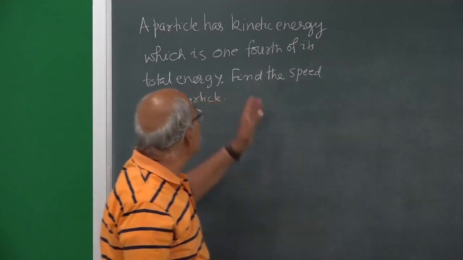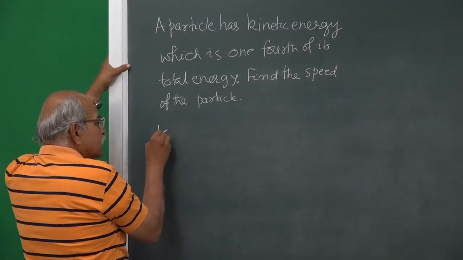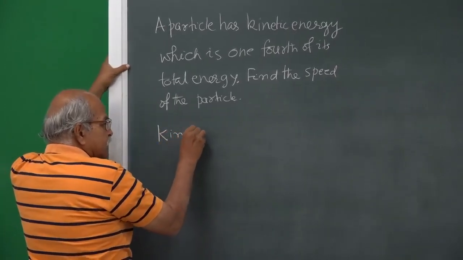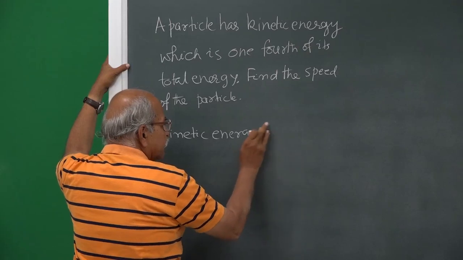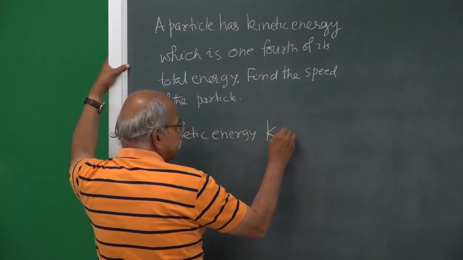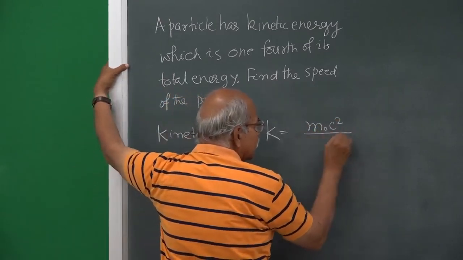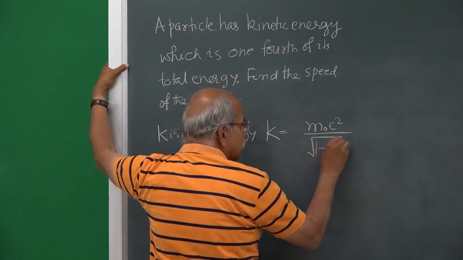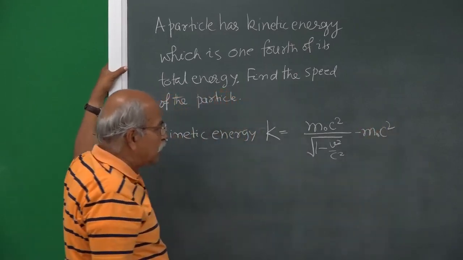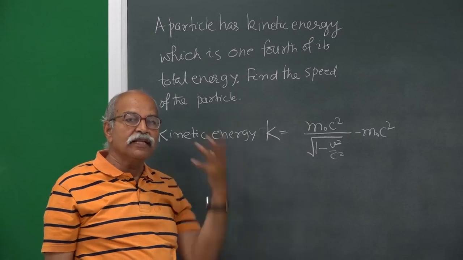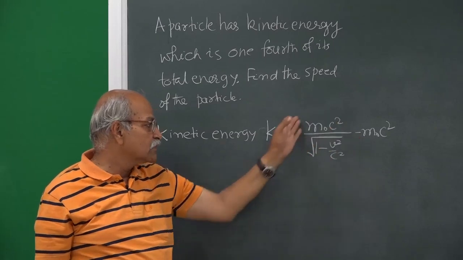So, a particle has kinetic energy which is 1/4 of its total energy. Now, what is kinetic energy and what is total energy? Kinetic energy we had defined K, that is m0 c square divided by square root of 1 minus v square by c square and minus m0 c square. How do I remember that? Kinetic energy is total energy minus the rest mass energy. So, this is the rest mass energy and this is total energy.